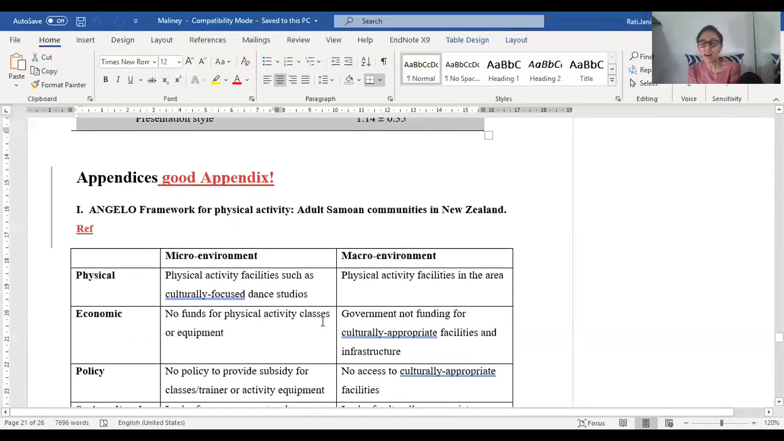So the guys, their study was on physical activity, Samoans in New Zealand and stuff like that. They had actually used the Angelo framework. The person who had written the introduction, in which she had mentioned the Angelo framework, it was her responsibility to design it, because she wanted those marks. So she designed this Appendix 1 Angelo framework to support her introduction.